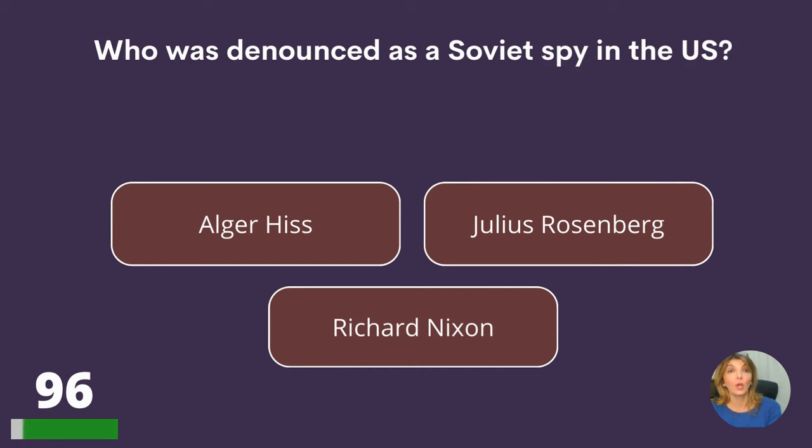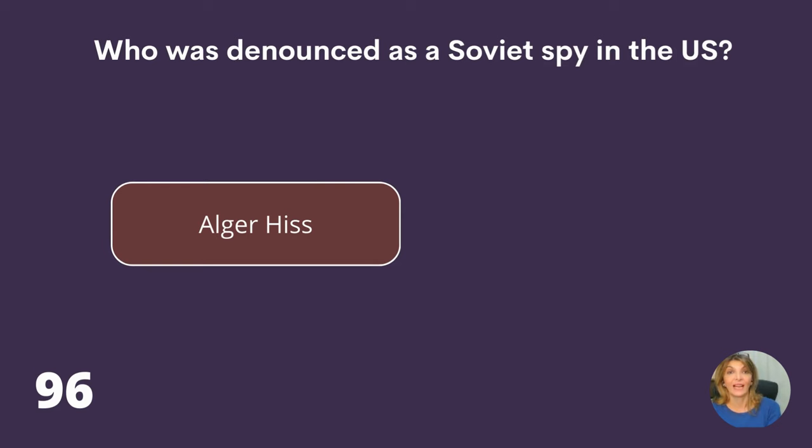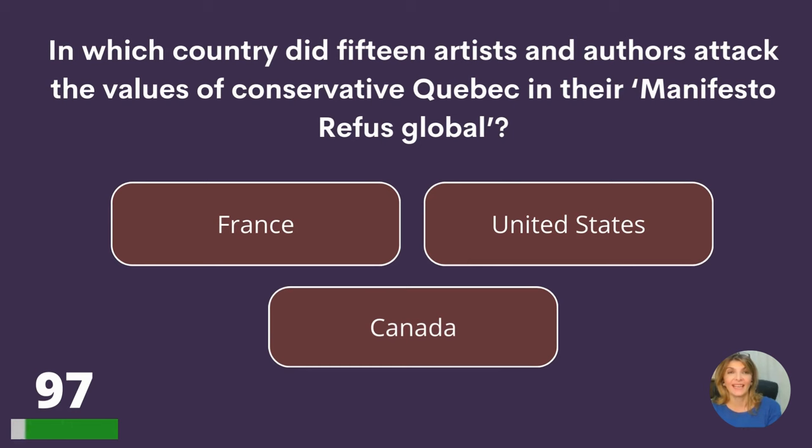Who was denounced as a Soviet spy in the US? Alger Hiss, Julius Rosenberg, or Richard Nixon? Alger Hiss. In which country did 15 artists and authors attack the values of conservative Quebec in their manifesto Refus Global? France, United States, or Canada? Canada.